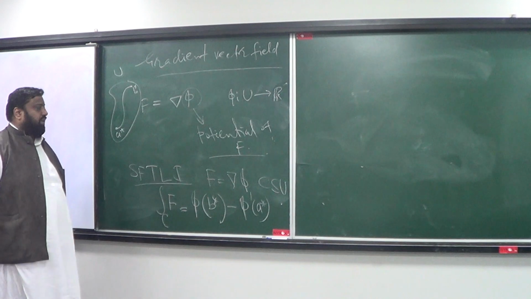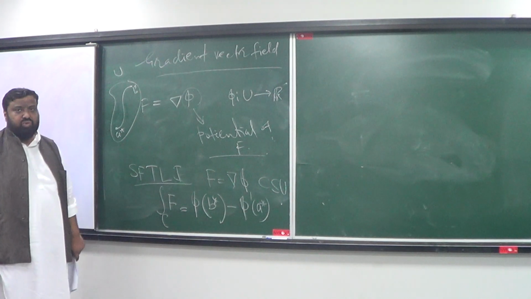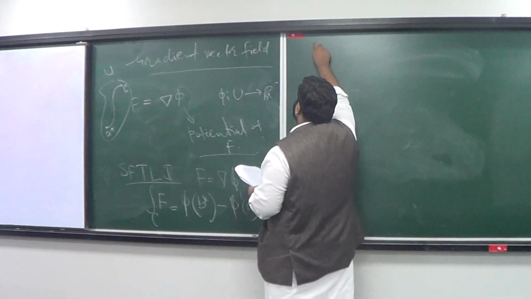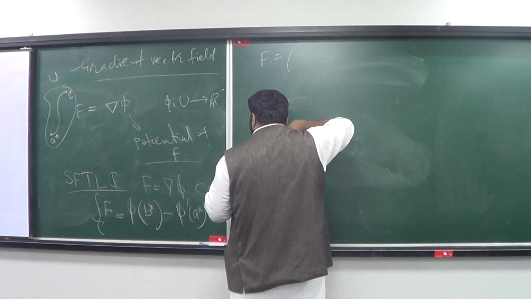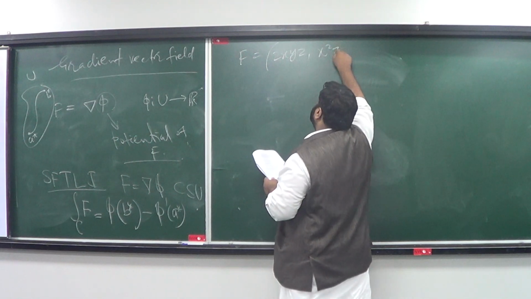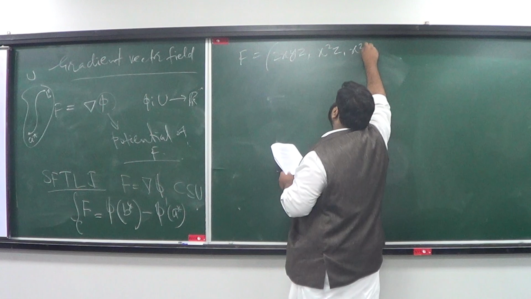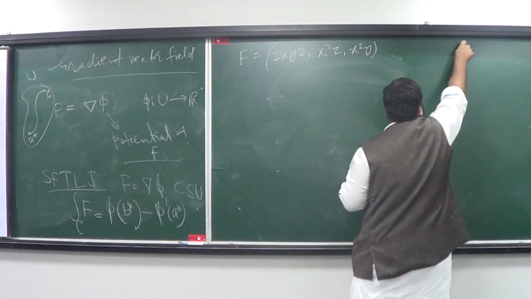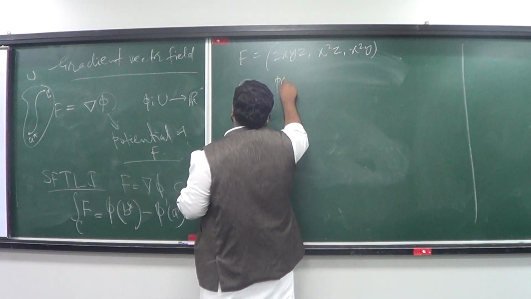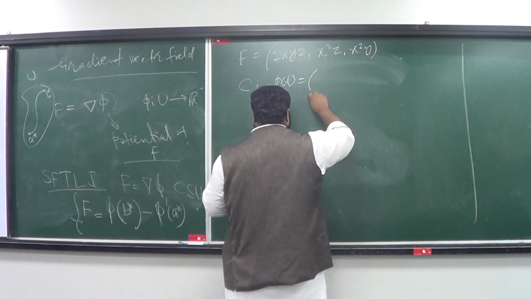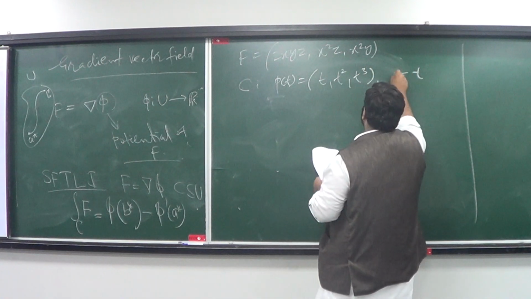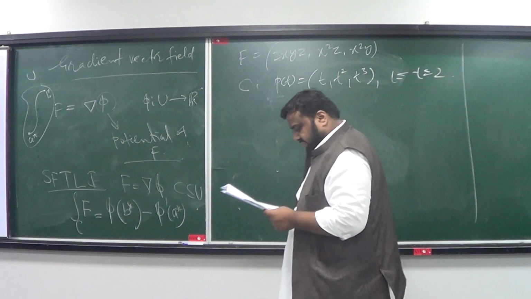So what I would like to do is demonstrate this through an example. Consider a vector field F that looks like (2xyz, x squared z, x squared y), and consider a curve that is parameterized by the parametric representation (t, t squared, t cubed), where t is between 1 and 2.